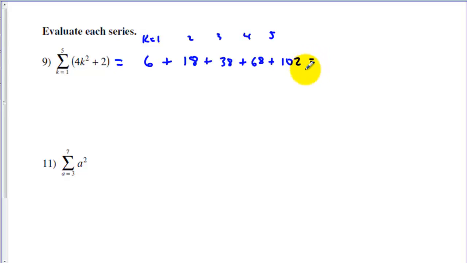And then we just have to add those numbers up. So let's see if I can do that in my head. 170, 208, 226, 232 if I did that correctly.